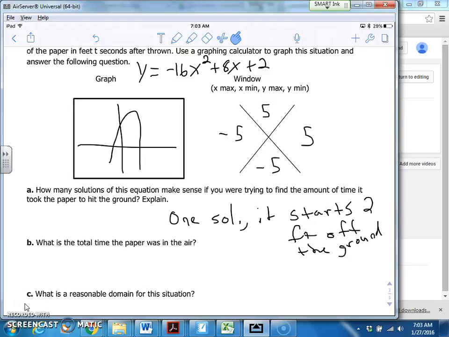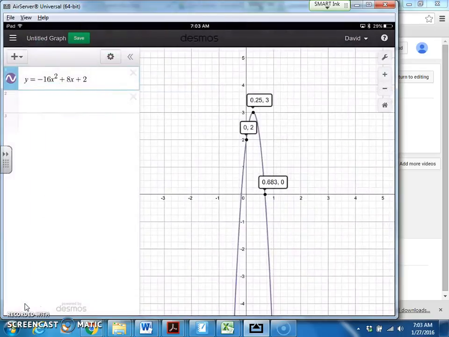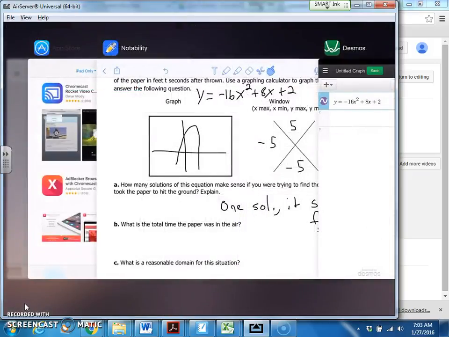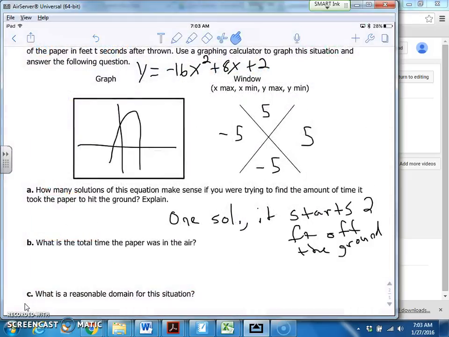Alright, what is the total time the paper is in the air? Our total time is this last point, the 0.683 is the time. The 0 is the height, so when it hits the ground, it's about 0.7 seconds. So I think that's pretty accurate. Total time, we're going to say about 0.7 seconds.